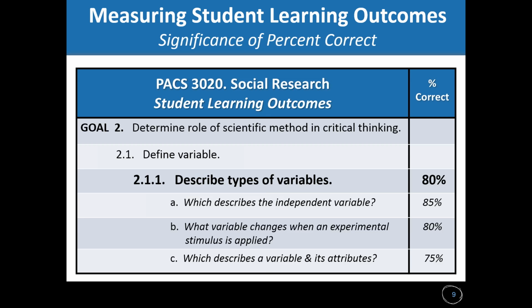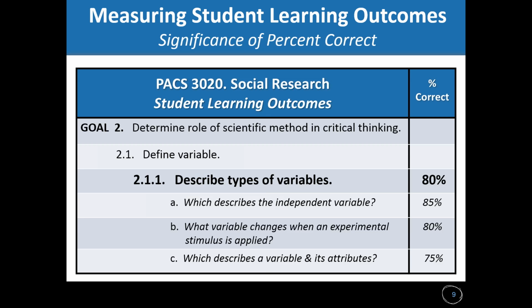All of the levels of detailing are displayed right here. We went from course goal 2 down to one aspect of course goal 2 at 2.1, and then go down one more level of detail at 2.1.1, just like we had before. Except this time, instead of little question marks, I'm giving examples of actual questions that I've asked on my exam. Which describes the independent variable? What variable changes when an experimental stimulus is applied? And which describes a variable and its attributes?